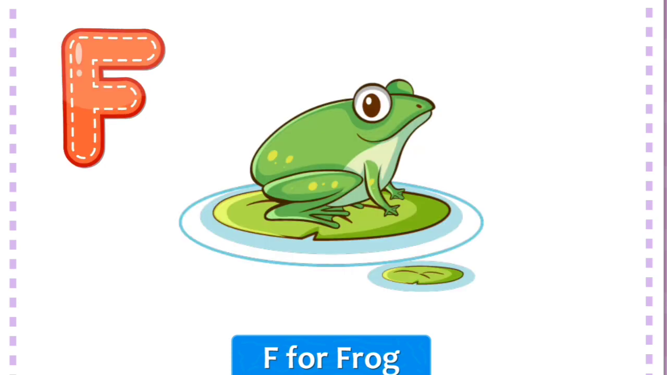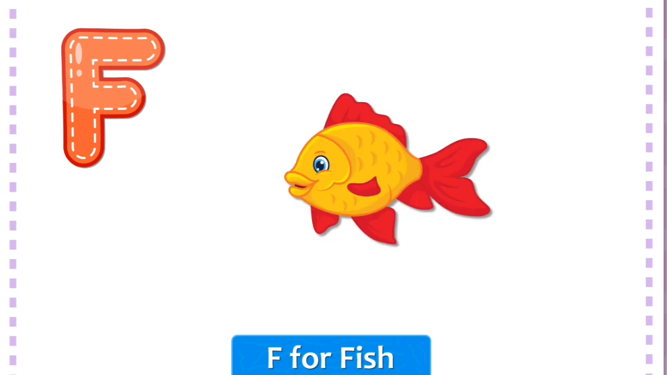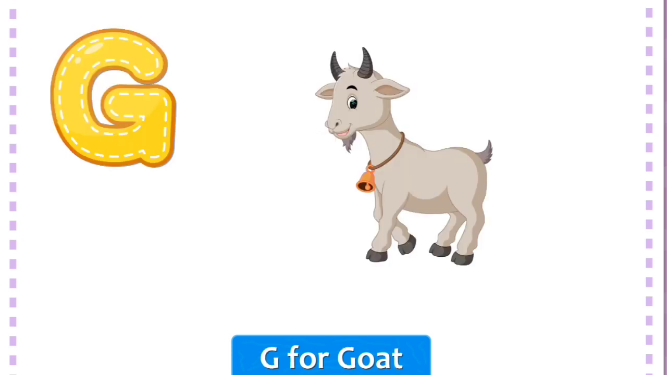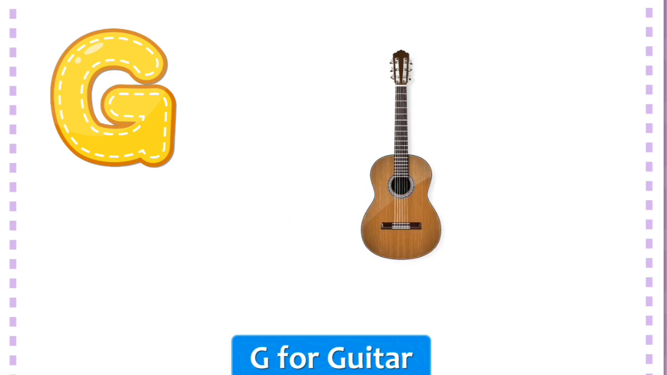F for frog. F for fan. F for fish. G for goat. G for grass. G for guitar.